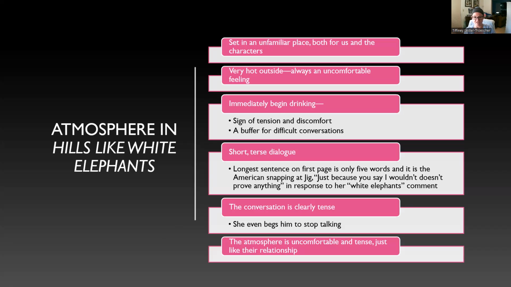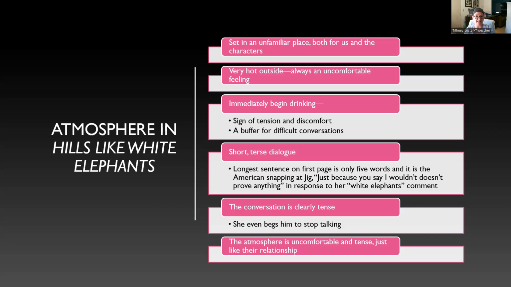There is short, terse dialogue. The longest sentence on the first page is only 5 words, and it is the American snapping at Jig. Just because you say I wouldn't doesn't prove anything. She even begs him to stop talking at one point, right? The whole atmosphere is very uncomfortable and tense.